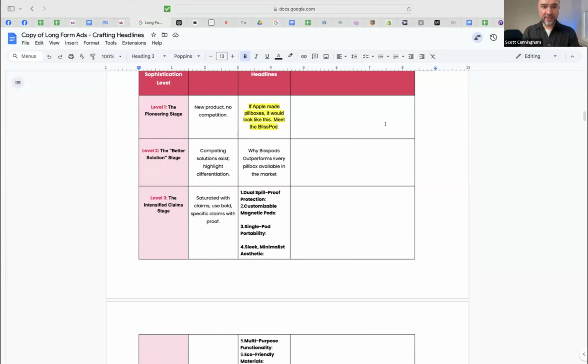Okay, so if Apple made pillboxes, it would look like this. And then, you said spill proof. What else did you say? Sleek design. Sleek magnetic lock-in system technology. What else? Removable pods.